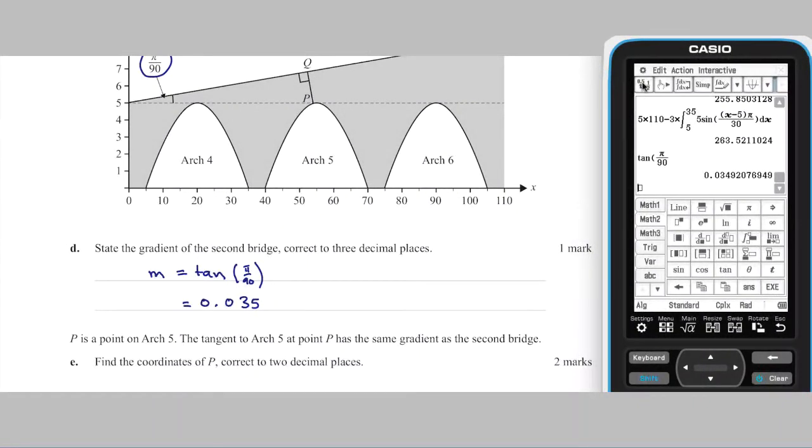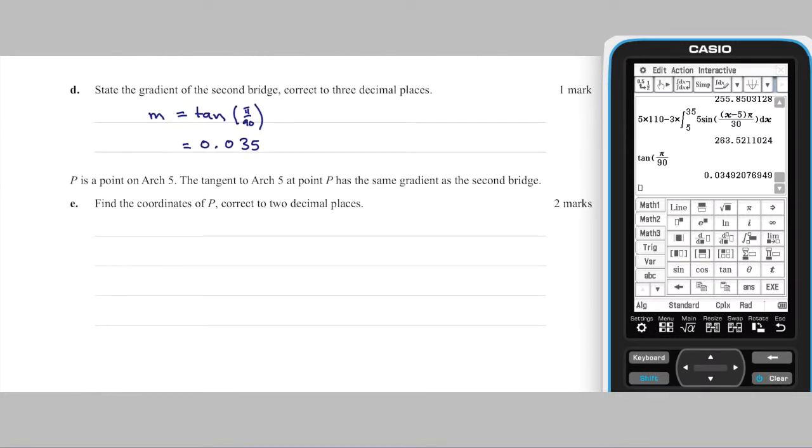Part E. Part E draws us to point P on arch 5. At point P, the tangent to arch 5 has the same gradient as the second bridge. And we can use this information to find the coordinates of P by equating the derivative of arch 5 to the gradient of the line found previously. In other words, we want to solve h2 dashed of x equals tan pi on 90, given x is between 40 and 75.